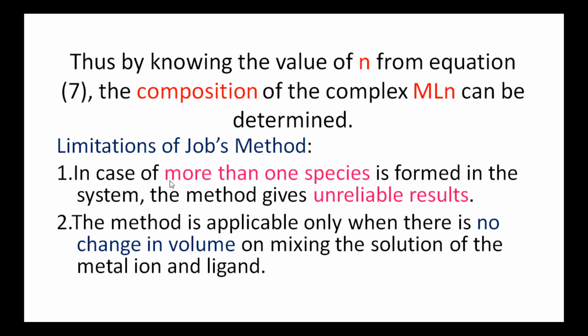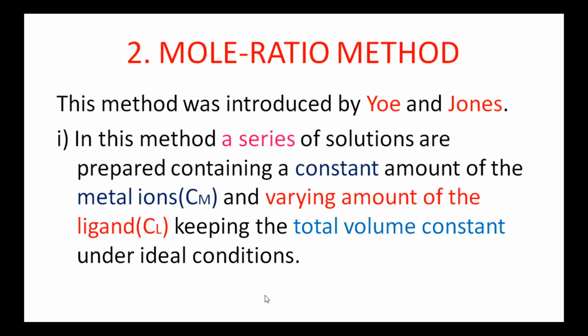First one is, in case more than one species is formed, that is, while mixing the solutions, more than one complex is formed, then this method gives unreliable results. This method is not suitable. Second limitation is, the method is applicable only when there is no change in the volume. On mixing the solution of the metal ion and ligand, the total volume must not change. This is the second limitation.